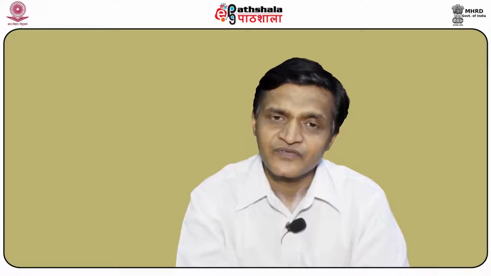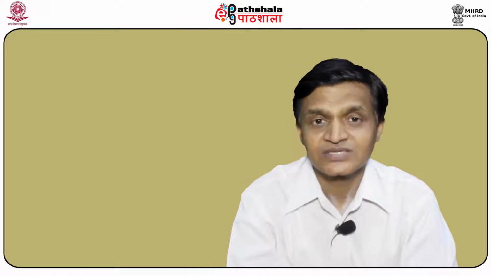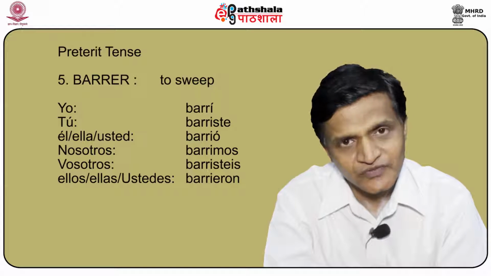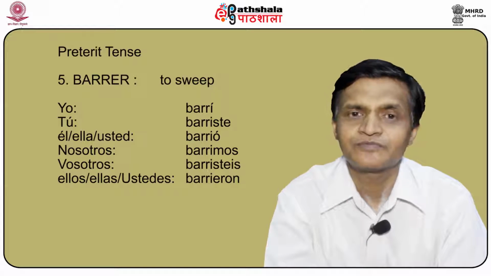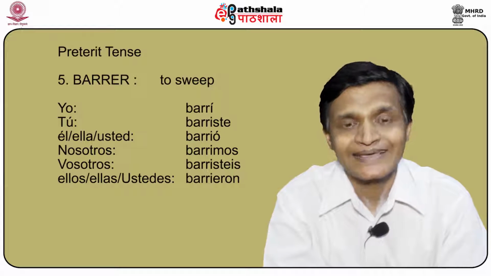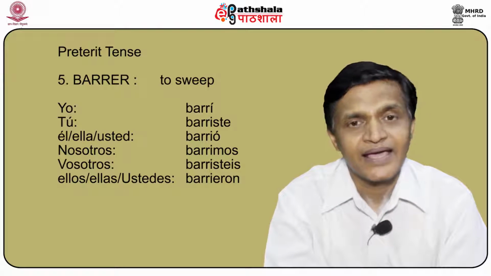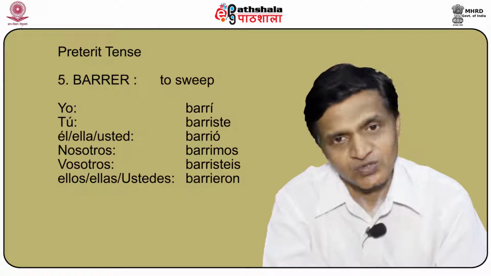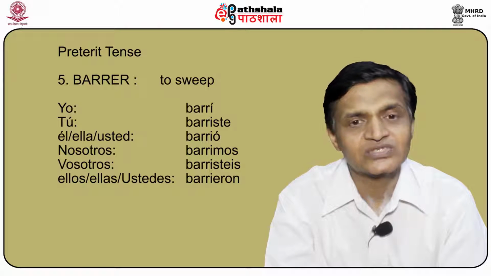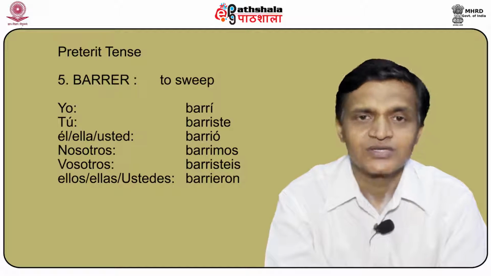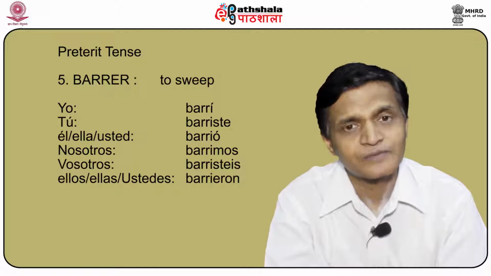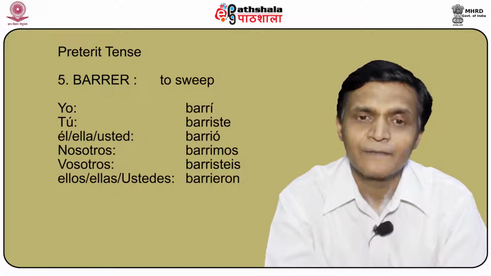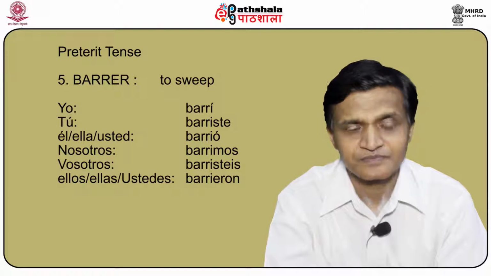Again, we'll pick up another verb which we have already done in the present tense, which is barrer, which is an ER ending verb and it means to sweep. This is also a regular verb, and the ER ending verb in the preterite tense becomes yo barrí, tú barriste, él, ella, usted barrió, nosotros barrimos, vosotros o vosotras barristeis, and ellos, ellas, ustedes barrieron. So I repeat, barrer, to sweep, in the preterite becomes barrí, barriste, barrió, barrimos, barristeis, and barrieron.